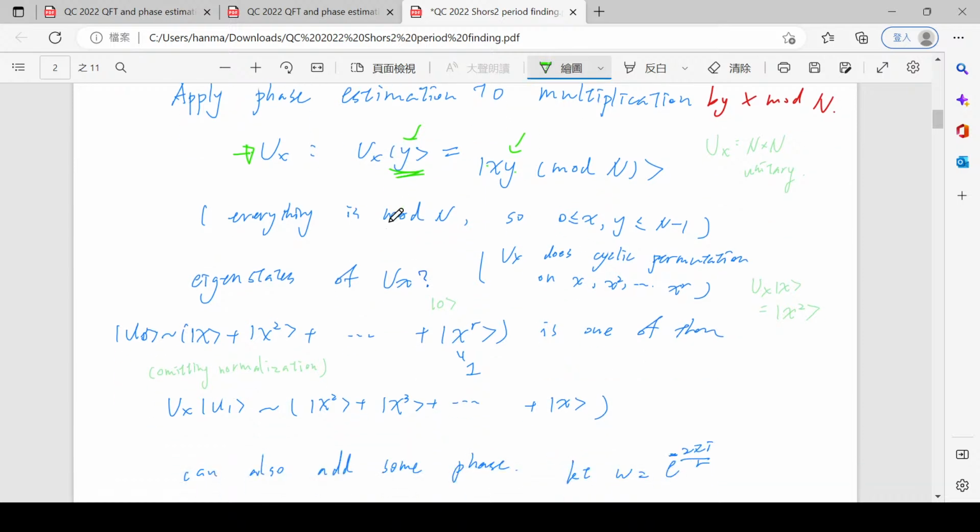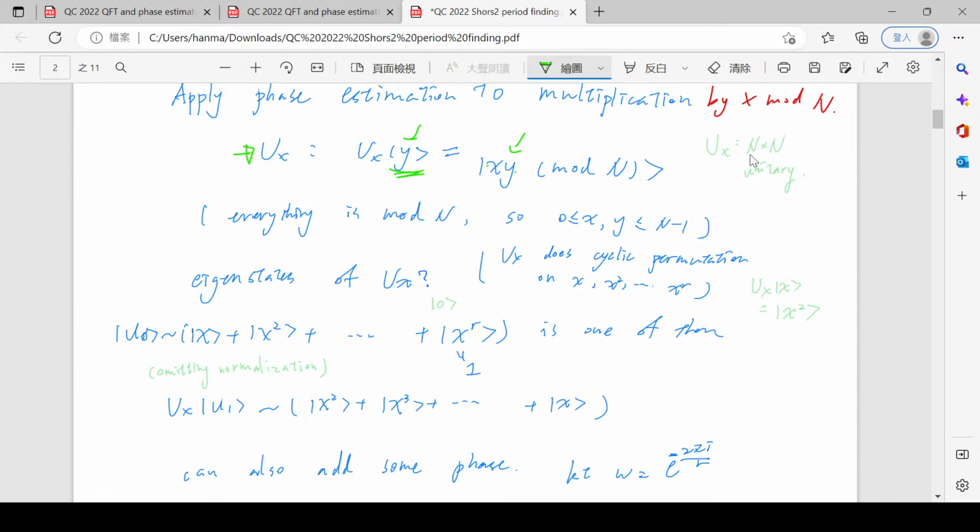So what are the eigenvalue and the eigenvector of U_x? Let's first think about what are the eigenstates of U_x. There is something very trivial: 0, because everything times 0 is still 0. So 0 has eigenvalue 1. But that's not very useful because we want to find the period of x.